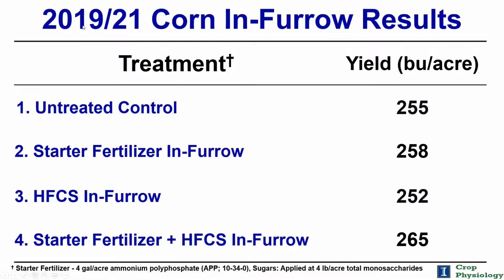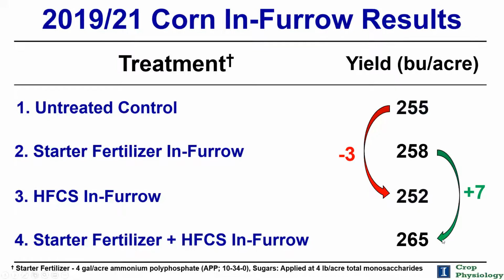We had a hailstorm in 2020, so this is just 2019 and 2021. We got 3 bushels to starter, and on a 255 bushel corn crop around a 4% organic matter, that starter had an uphill battle, right? But we still got 3 bushels from it. Interestingly, we lost 3 bushels from the sugar alone. Start scratching your head and like, all right, I'm out, right? But when you pair them together, 7 bushel response.